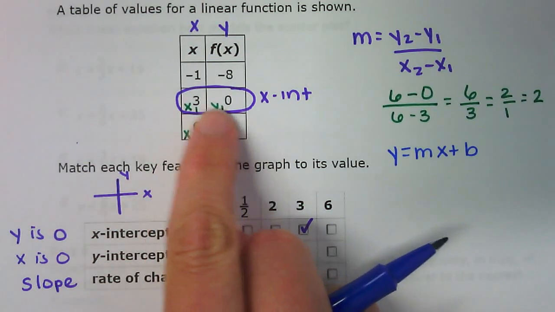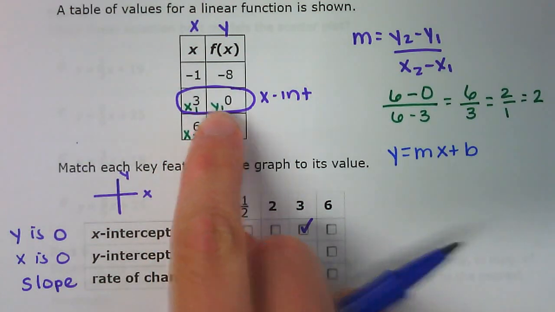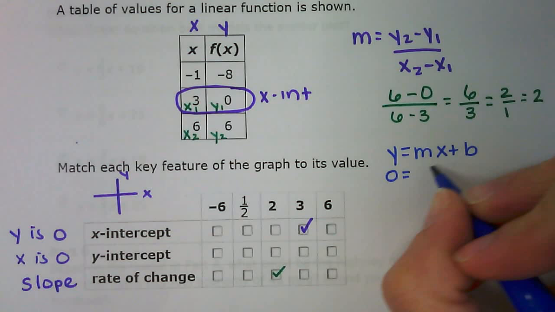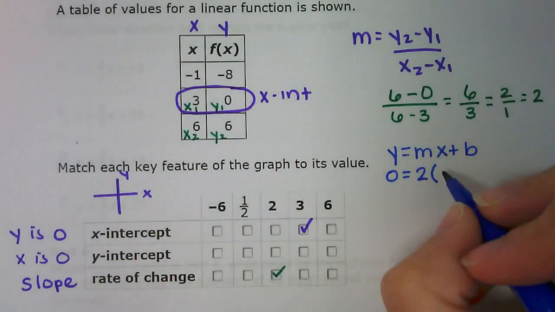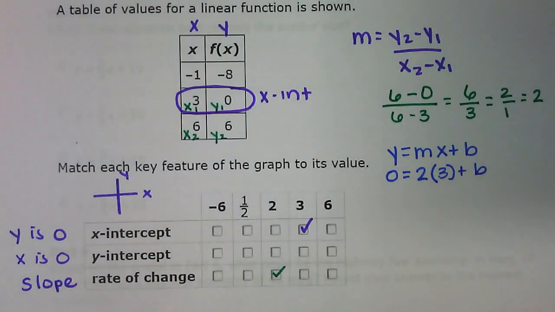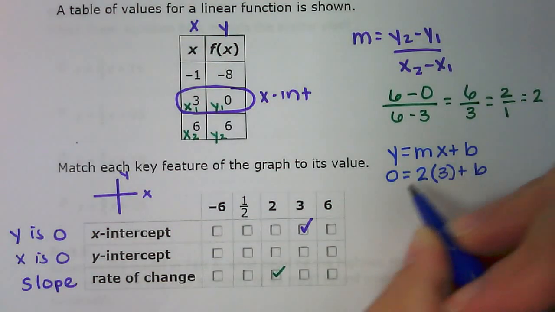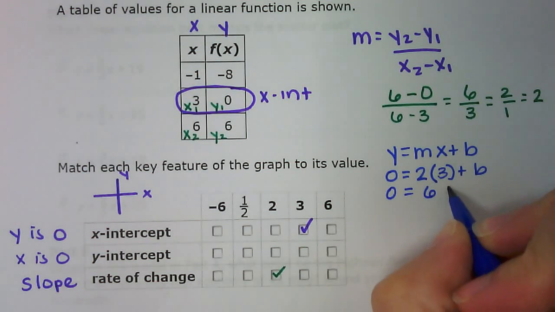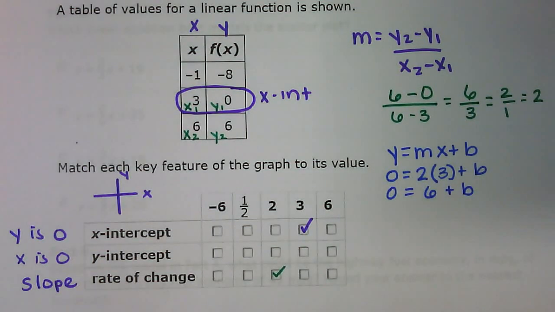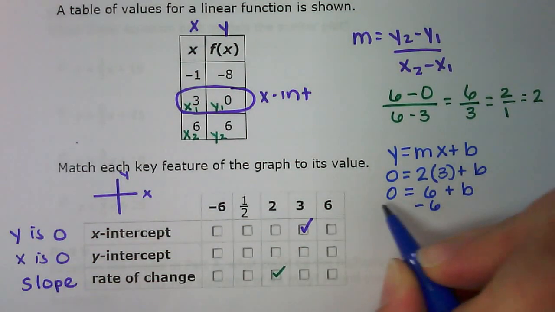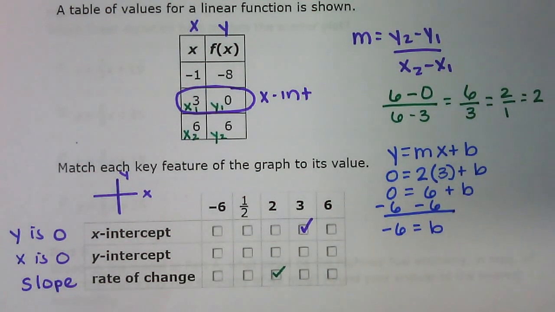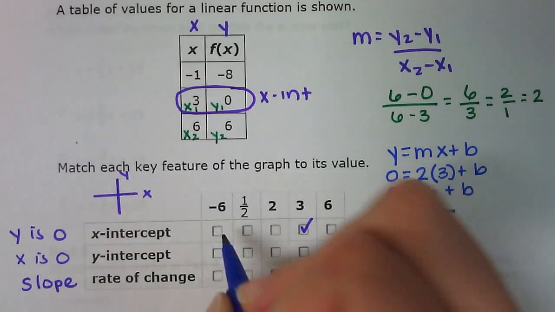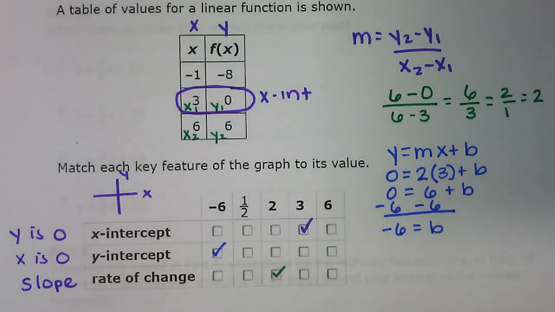But I have x and y values from my table here. So I'm going to just use my same x1 and y1, and I'm going to plug in 0 for y. I'm going to plug in my slope is 2. I'm going to plug in 3 for my x, and now I can figure out what my y-intercept is. So that's going to be 0 equals 6 plus b. And if I move that 6 to the other side by subtracting it, then I get negative 6 is equal to b. And b is my y-intercept. So that's going to be negative 6. That was one way to do it.